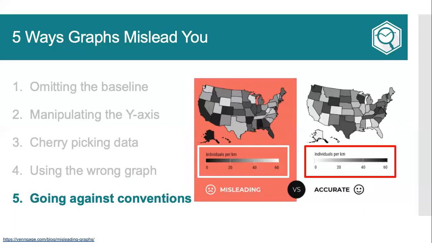As I was saying, sometimes going against convention can lead to some really innovative ideas in data visualization. But over time, we have developed certain standards for our data visualization, and flipping those conventions can lead to confusion and misleading our readers. So what's the problem with this misleading graph? Why is it misleading?